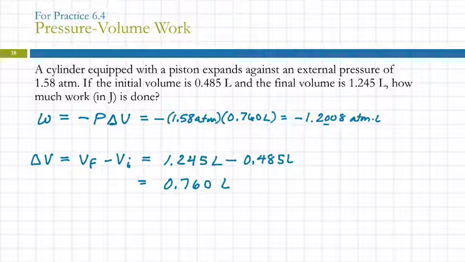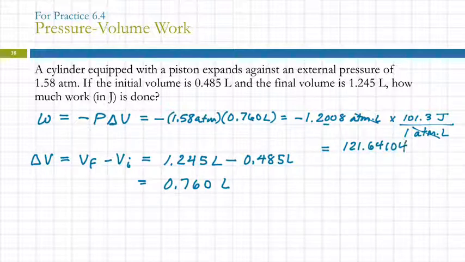Train agrees with me. But we can convert. So 101.3 joules is equal to 1 atmosphere liter. I should have 3 significant figures on that. It'll round to 122 joules. Oops, I lost my negative sign, didn't I?